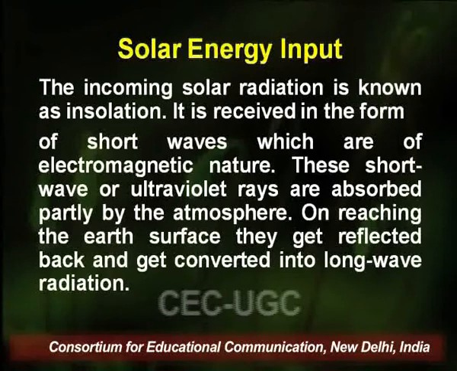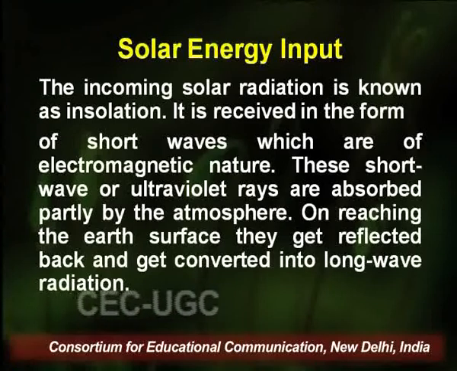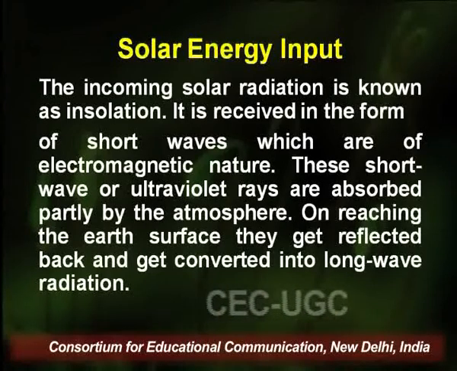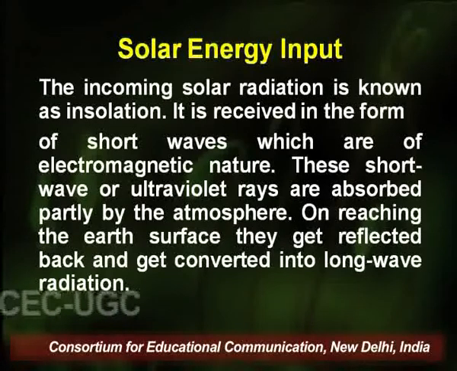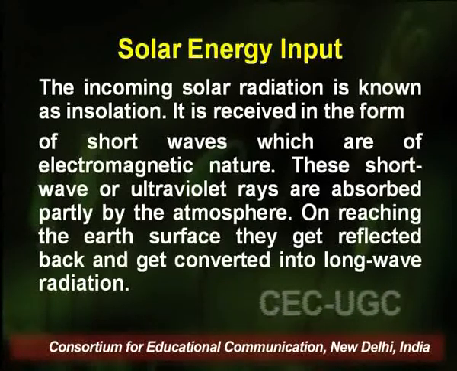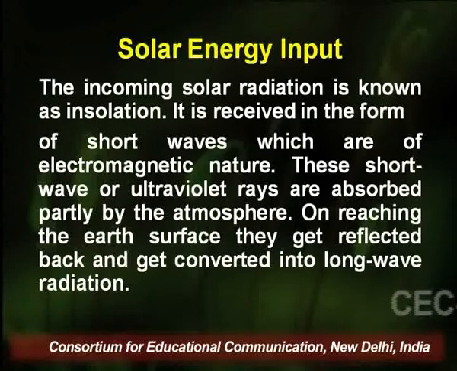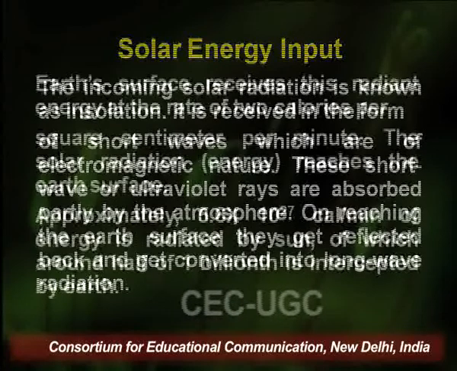Now, let's move on and discuss solar energy input. The incoming solar radiation is known as insolation. It is received in the form of short waves which are of electromagnetic nature. These short wave or ultraviolet rays are absorbed partly by the atmosphere, and on reaching the Earth's surface, they get reflected back and get converted into long wave radiation.